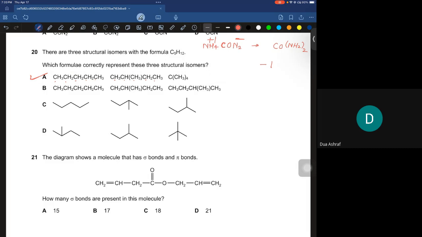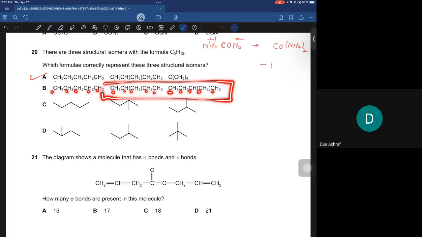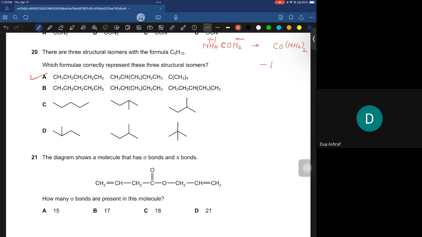But what about option B? Option B means that 1, 2, 3, 4, 5, 1, 2, 3, 4, 5, 1, 2, 3, 4, 5. But the thing is that this and this, they are the same. You know why? Let me tell you this. What is the name of this compound?